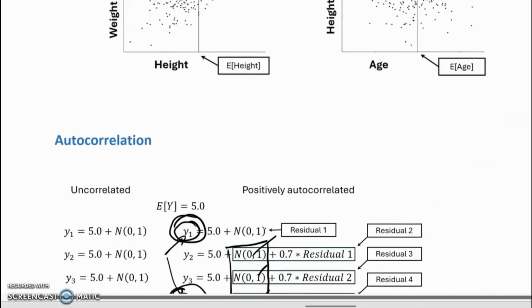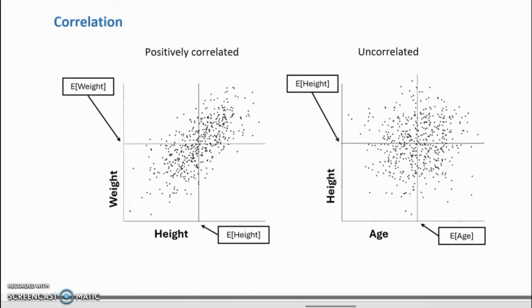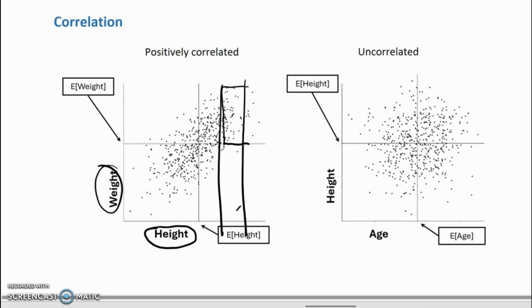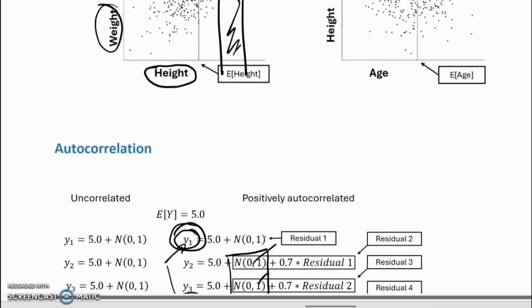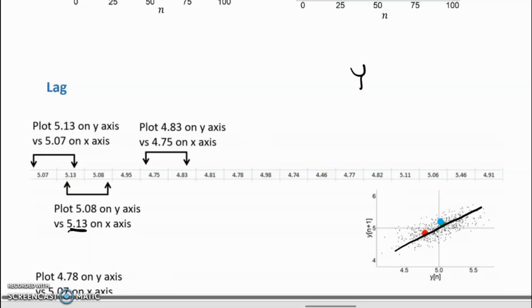So, in summary, we began with correlation. And with correlation, we had two random variables, height and weight. The whole idea was that individuals with heights that were above the expected value would tend to have weights that were also above the expected value. And then we considered autocorrelation, where instead of having two variables, we just had a sequence of one variable.